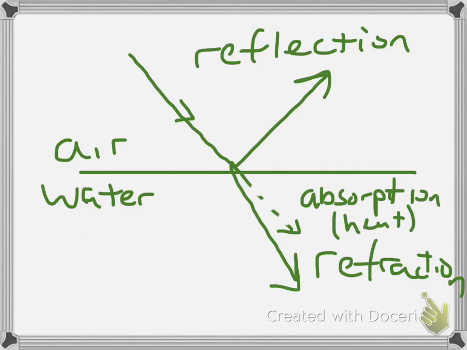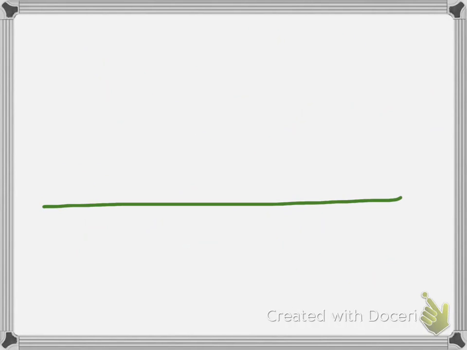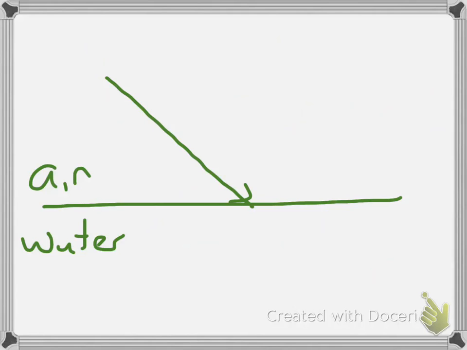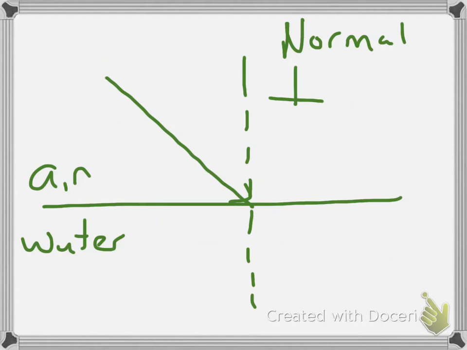Now all angles, let's just draw another one of these real quick here. Let's call this air and water. Whenever you're measuring an angle, it's always with respect to the normal line. The normal line is perpendicular to the interface, to the boundary. Just like normal force is perpendicular to whatever surface the object is sitting on. So we always measure with respect to this normal line.